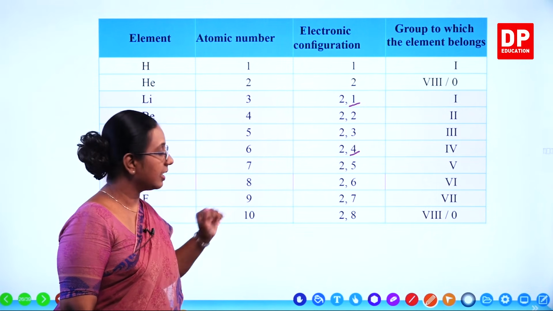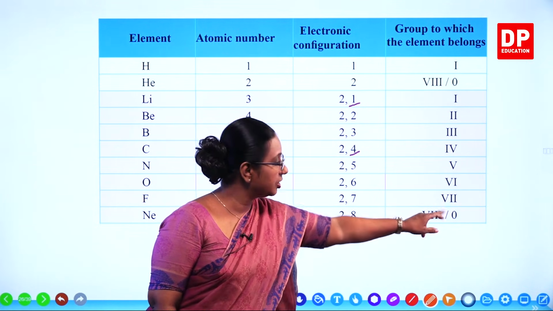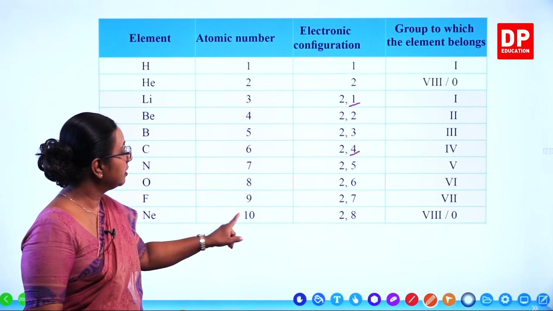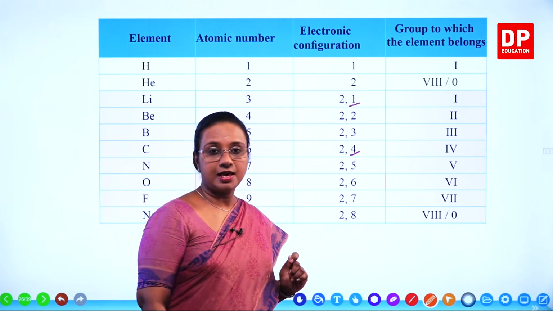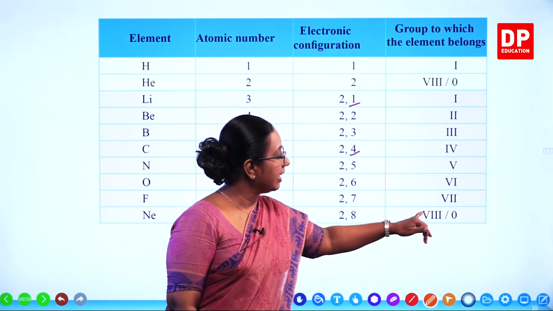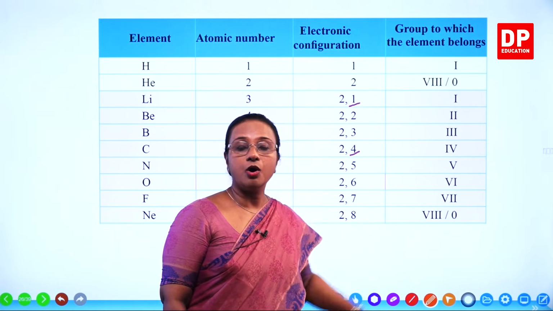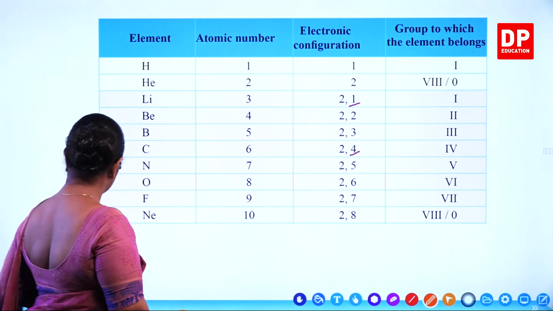Fluorine, atomic number 9. 2, 7 is the electronic configuration, group 7. And finally, neon, atomic number 10. 2, 8 is the electronic configuration, and here you can see it goes to again group 8 or group 0. To the other elements now.